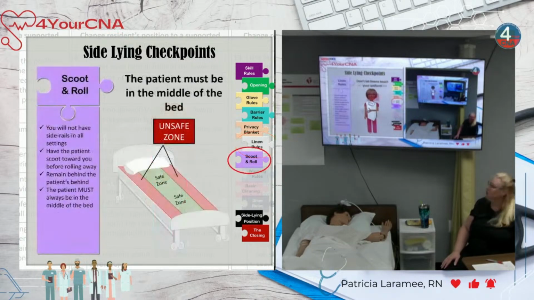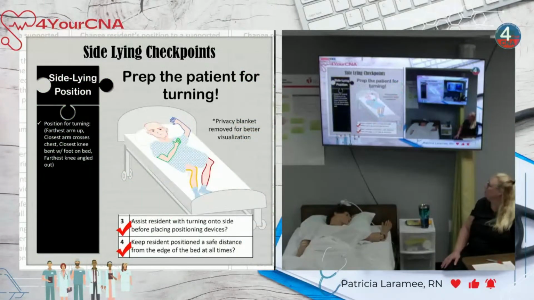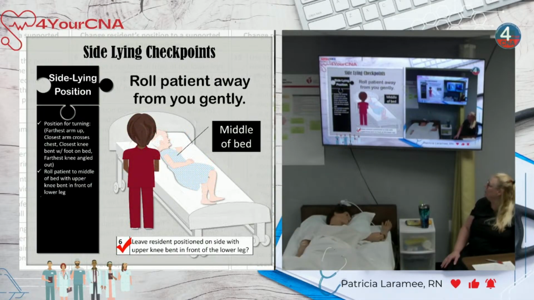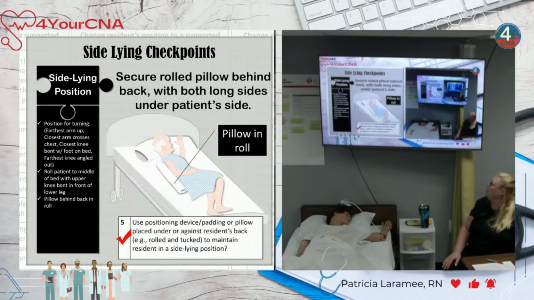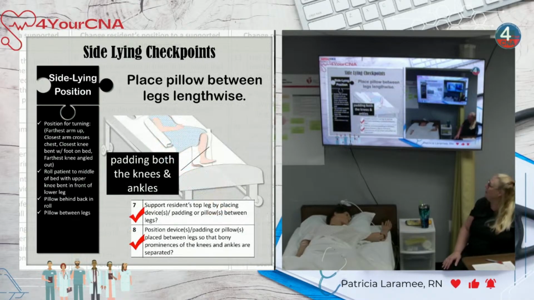Don't let stuff touch your uniform. Keep the patient in the middle of the bed. We're going to position our patient properly before the turn. And then once we get them on their side, we're going to use a pillow behind the back to keep them there in a roll. We're going to put a pillow between the legs, specifically between the knees and the ankles, to keep them from pressing together. They shouldn't be directly on top of each other. The top leg should be slightly offset to the front.